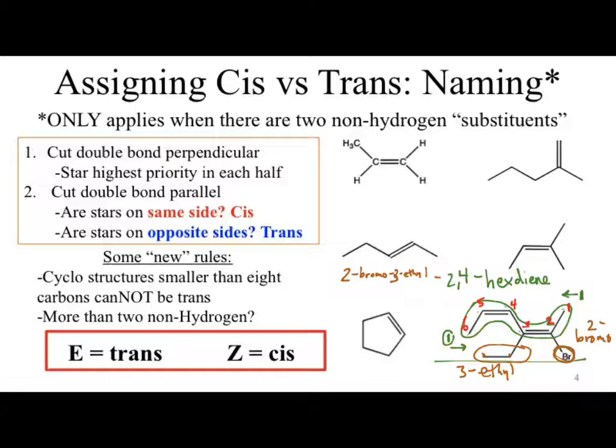We now need to specify cis and trans on our double bonds. Except because we have multiple double bonds and more than just 2 hydrogens, we have to use the E and Z nomenclature. For this double bond, what did we decide it was? Z. Z, because they're on the same side.